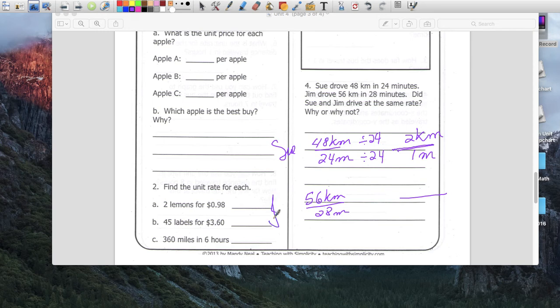Let's talk about Jim. Again, we're going to change this to a unit rate. 28 minutes to become 1 minute, divide by 28. So I'm going to divide the top by 28 as well, and that's going to be 2 kilometers. So, did they both drive at the same rate? Yes, they were driving at the same speed, because their unit rates are the same.